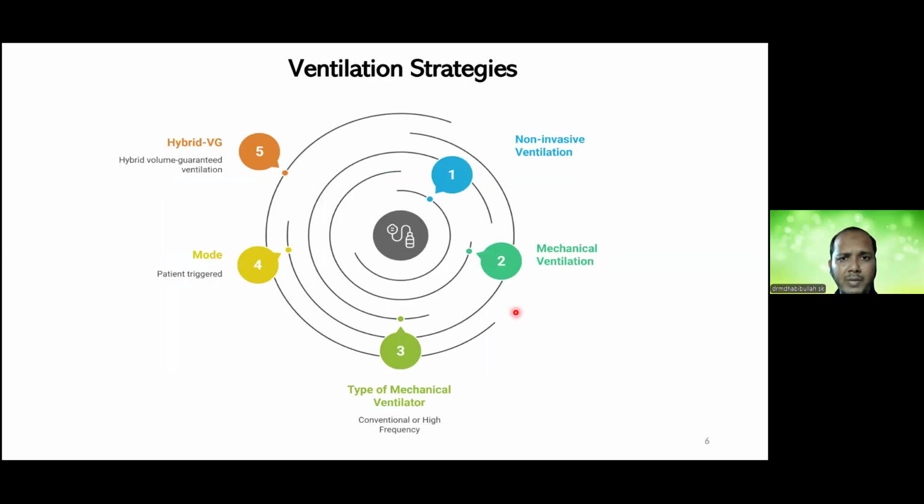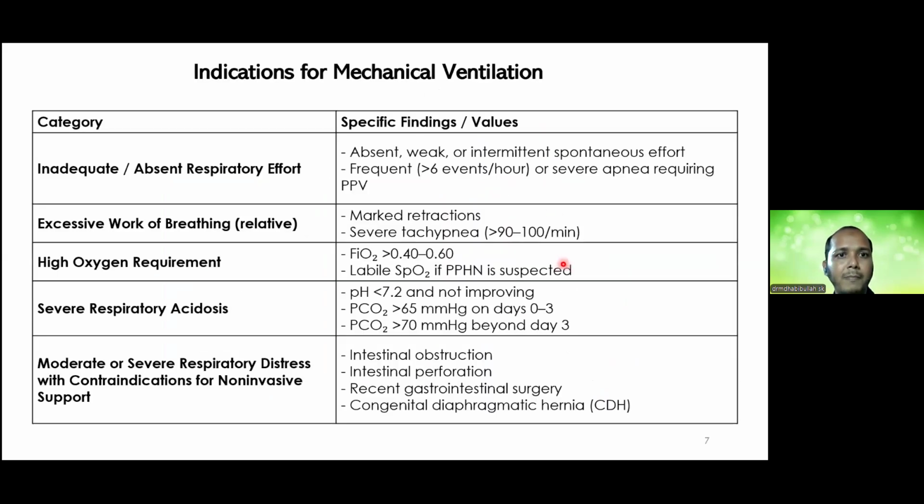So whenever a baby is admitted to our unit, whatever may be the pathology, with a few exceptions, our aim is always to manage the baby with non-invasive ventilation. But it's not that we are always successful using non-invasive ventilation. In certain situations, we fail. In that scenario, we have to intubate the baby. So these are some broad guidelines on when to intubate the baby.